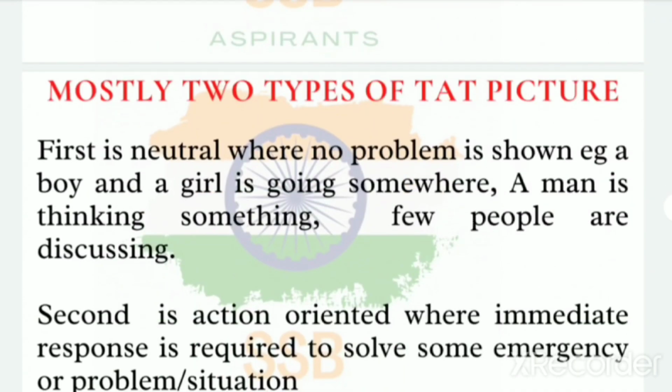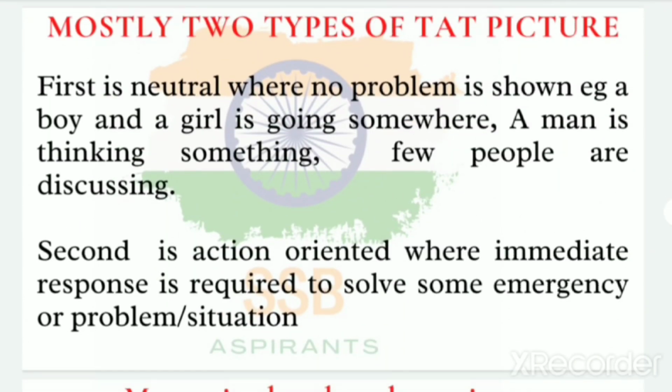Moving further, there are mostly 2 types of TAT pictures. First is a neutral picture where no problem is shown. Second, an action-oriented picture where immediate response is required. First, the neutral picture is shown because they want to check if you are creating a problem there. Sometimes you may see a man discussing something or a girl and a boy laughing about something.